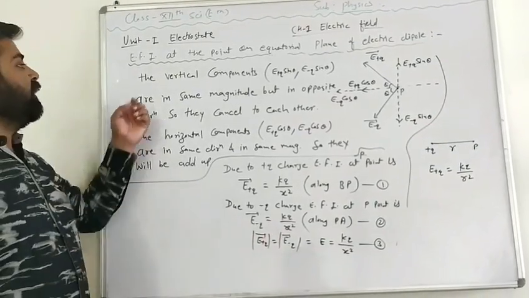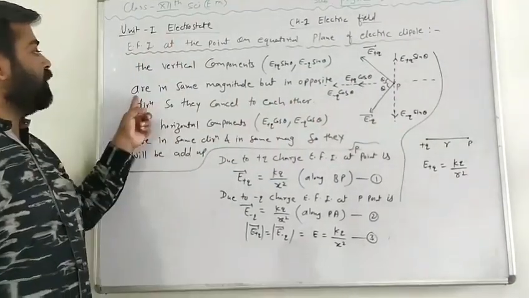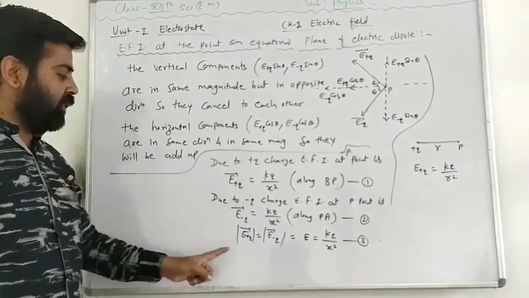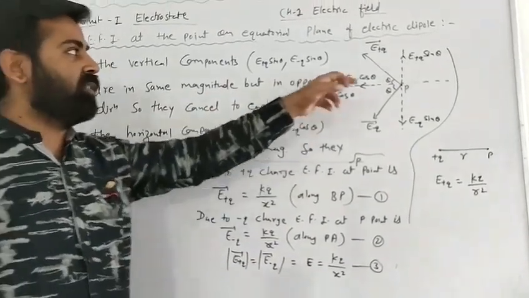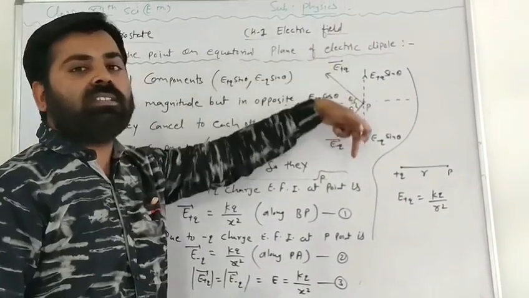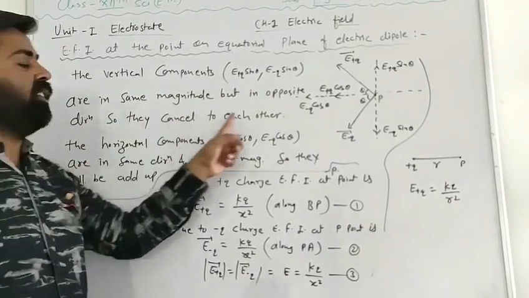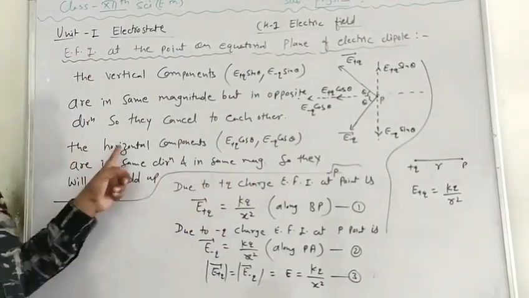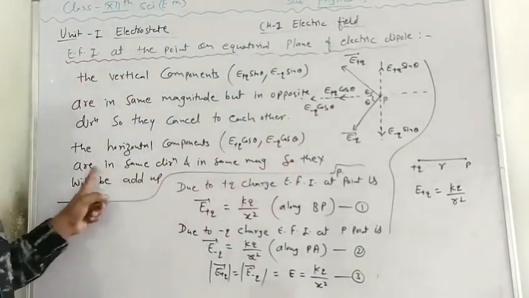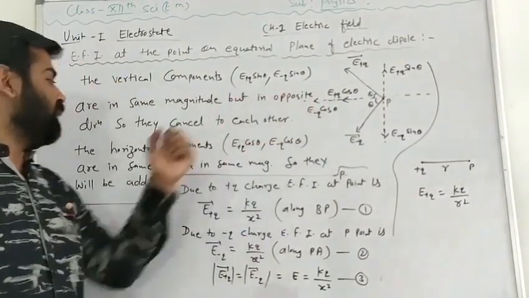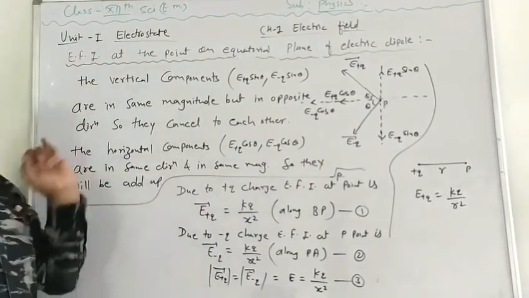Again we see the vertical components E plus q sin theta and E minus q sin theta. Both are in same magnitude, because the magnitude is the same E, but in opposite direction. First one is in upward direction and the other one is in downward direction. Same magnitude but opposite direction, so they cancel each other. And the horizontal components, which are E plus q cos theta and E minus q cos theta, are in same direction and same magnitude, so they will be added.